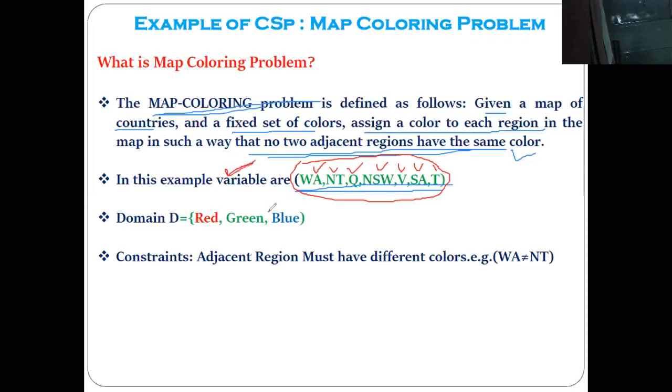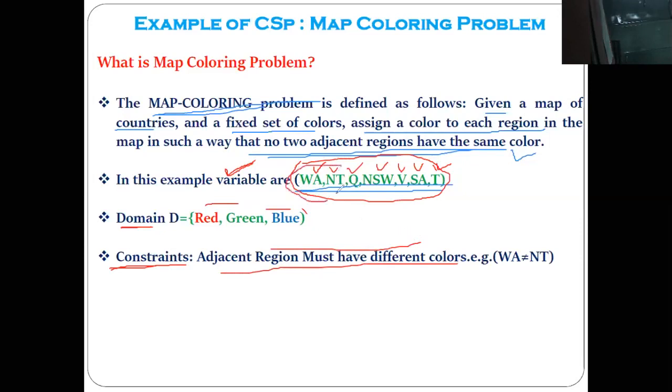I hope you remember the meaning of a variable. And we have the domain given. So what should be the domain? The given required colors. Yes or no? Yes, sir. So for the domain we have given red, green, blue. Using these colors, we have to color all these regions. And the important thing, the constraint is given. What is the constraint? The adjacent regions must have different colors. Got the constraint? Adjacent regions must have what? Different color.